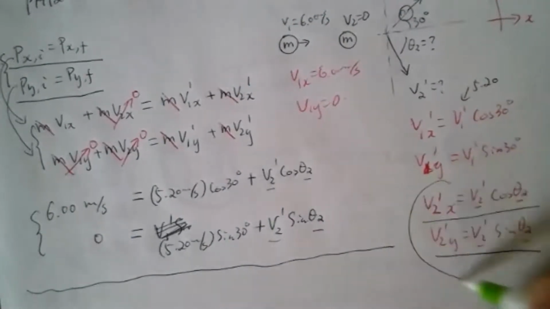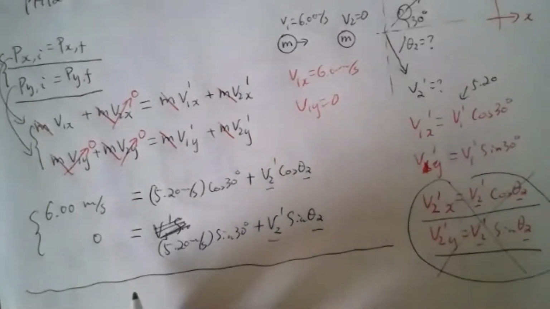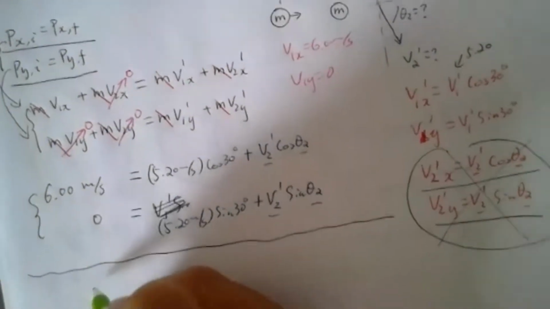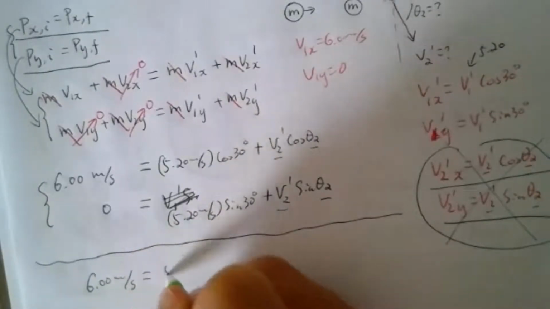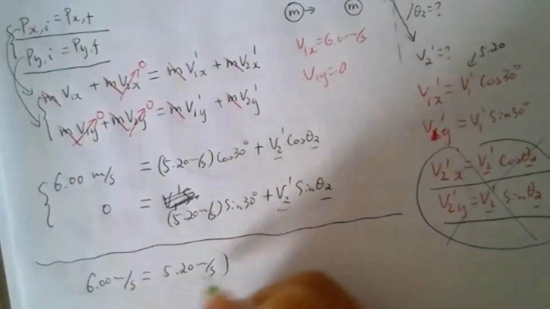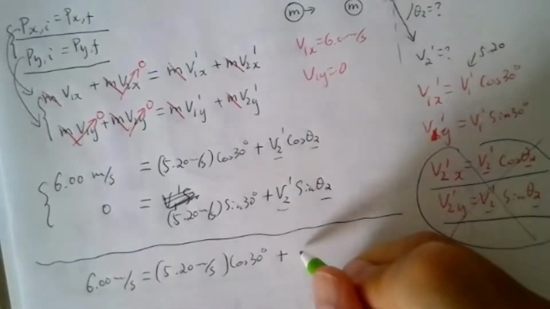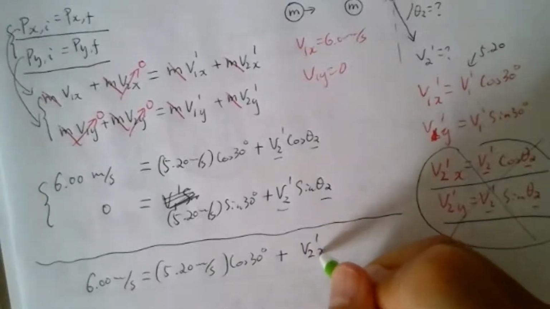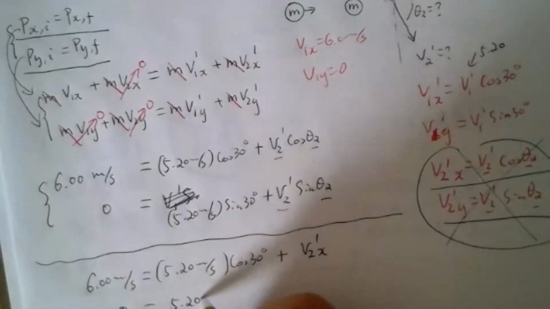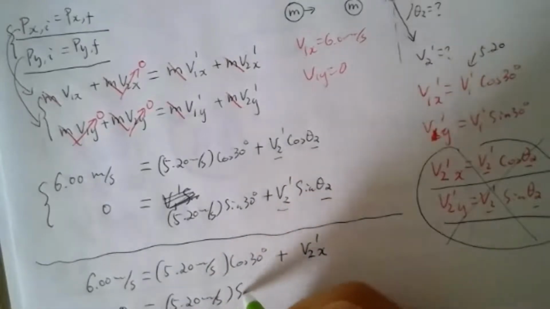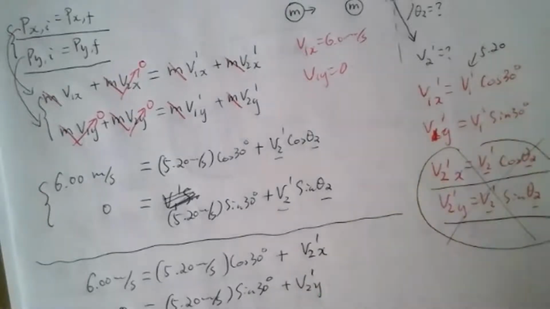In this case, we do not substitute those two. Let's not do substitution of those two, but you'll see what I'm talking about. So if you write the two equations, 6.00 meters per second equals 5.20 meters per second cosine of 30 degrees plus, still keeping the v2 prime in x direction, okay? And then this one equals 5.20 meters per second sine of 30 degrees plus v2y prime.